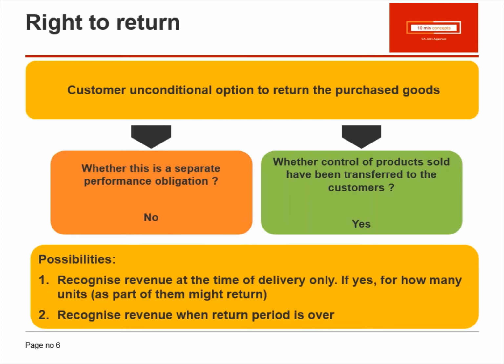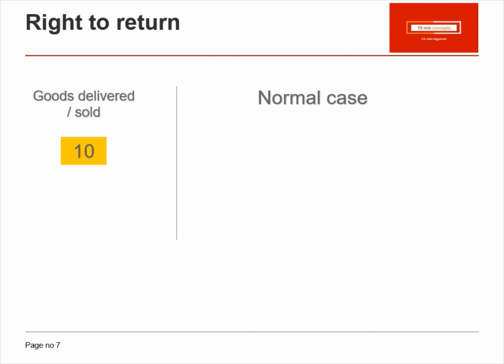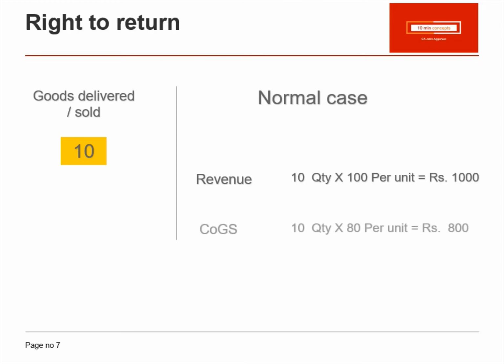Complicated, right? Don't worry, I will try to simplify this with the help of a small example. Let's say we have delivered or sold 10 units. In a normal case, if my selling price per unit is rupees 100, I would record a revenue of rupees 1000. And if my cost per unit is rupees 80, I would record my cost of goods sold as rupees 800.